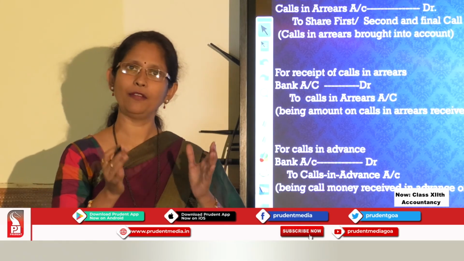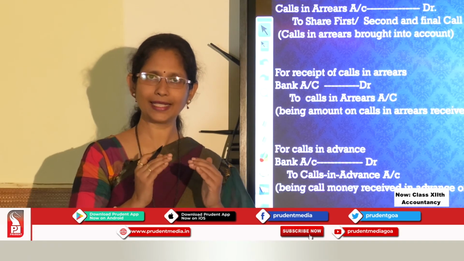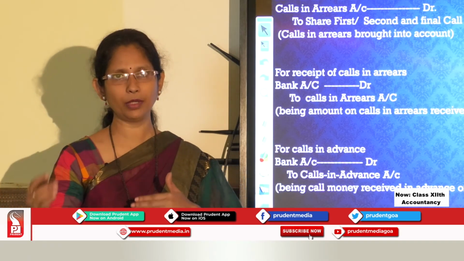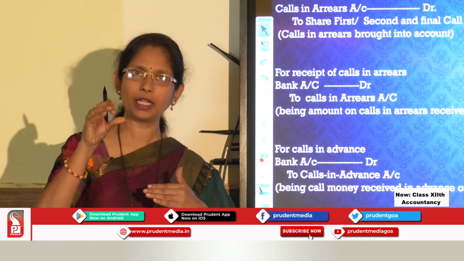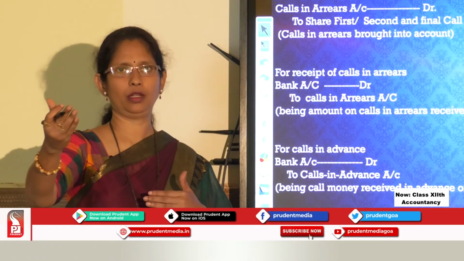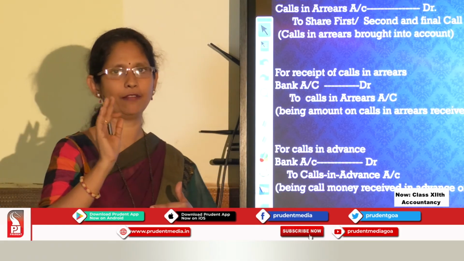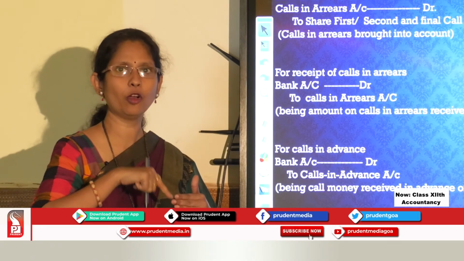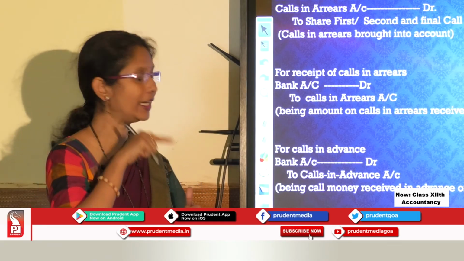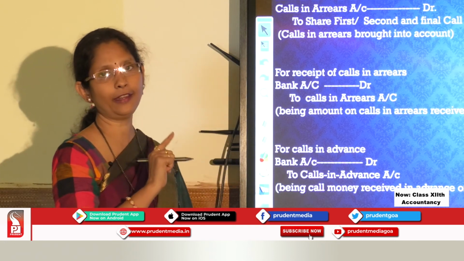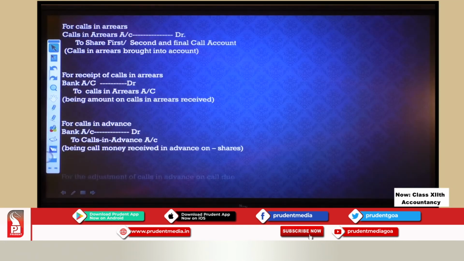So at that time I will receive less amount. Whatever amount has become due, I will not receive in full. Why? Because a part is already paid to me by one shareholder in advance. So at the time of receiving that call, I have to adjust for the calls in advance. So let me see the adjustment of calls in advance on call due. Whenever the call becomes due and I am receiving the money, how am I going to adjust it?